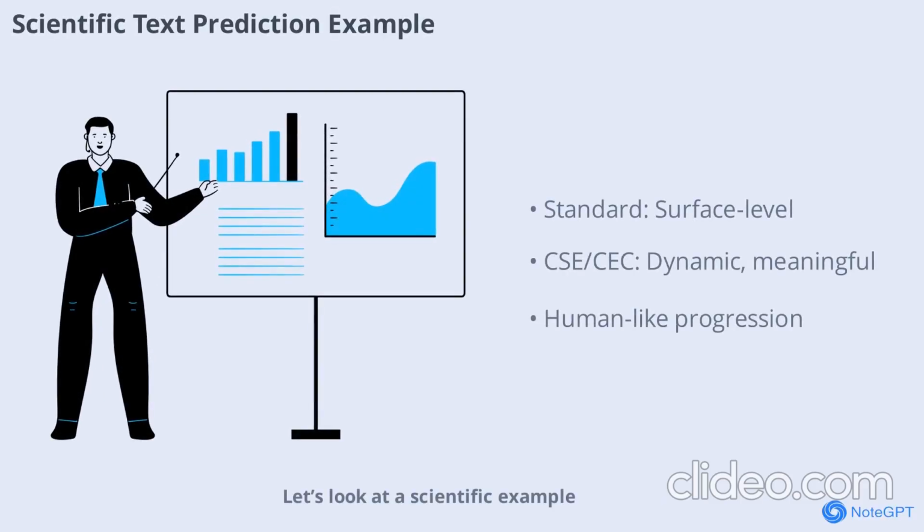Let's look at a scientific example. "The researcher observed that the behavior of particles changed when the temperature dropped suddenly." Standard attention might predict "below," sticking to surface-level descriptions. With CSE-CEC, the model predicts "triggering," which is more dynamic and meaningful, setting up a richer continuation like "triggering unexpected quantum fluctuations." This approach prevents over-reliance on recent context and promotes a more human-like understanding of cause and progression.